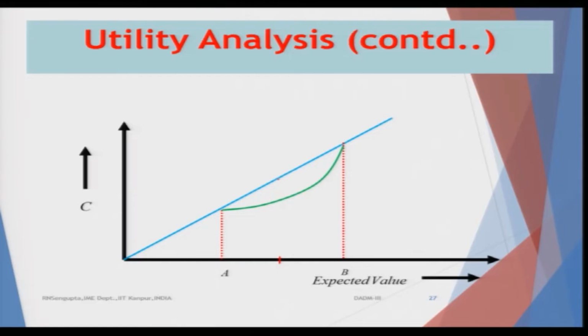Now, take a vertical up from here, it touches the 45 degrees line. Now, go horizontally to the left. So, consider this value as C1.